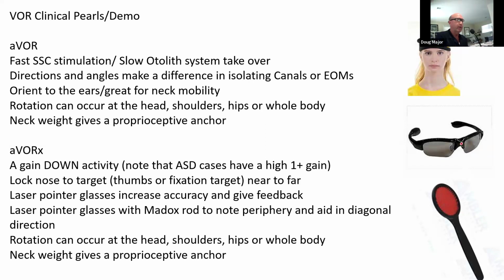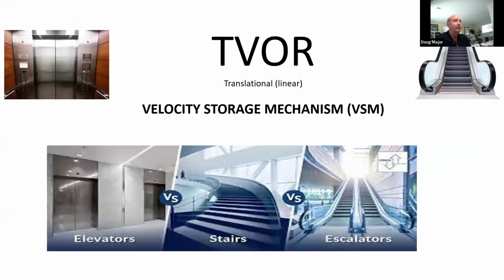And then another very helpful thing is a Maddox rod. Looking through the rod, I can see a line on a white wall. I can go ahead and use my peripheral system more than my central system to make sure my cancellation is correct. And also it helps on the angle. So I know it helps me guide the angle that I need to go for those more complex movements. Again, same thing, rotating with our head, shoulders, hips, whole body, and then neck weight for the anchor.